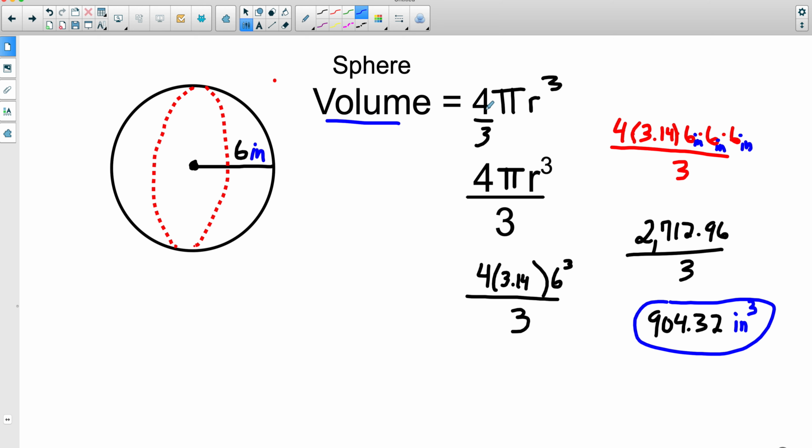Again, the first thing, always make sure you remember your formulas: 4/3 pi r to the third power. I just put the 3 under the whole equation. So solve the top part, then divide by 3. Just cut it by 3.